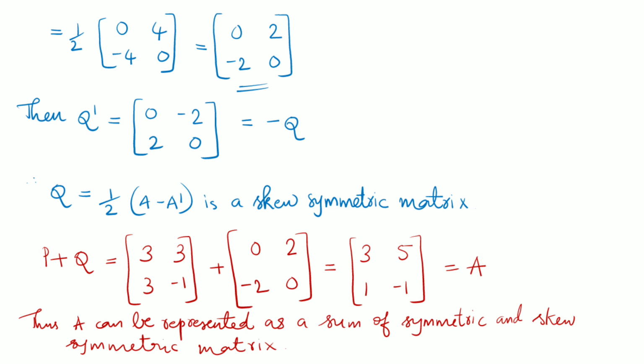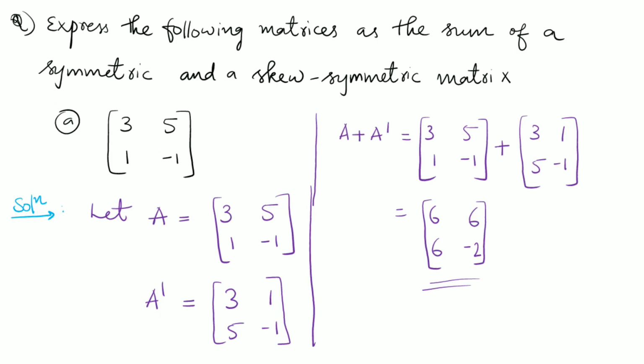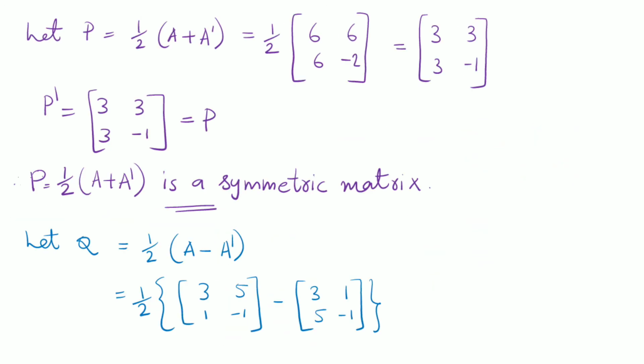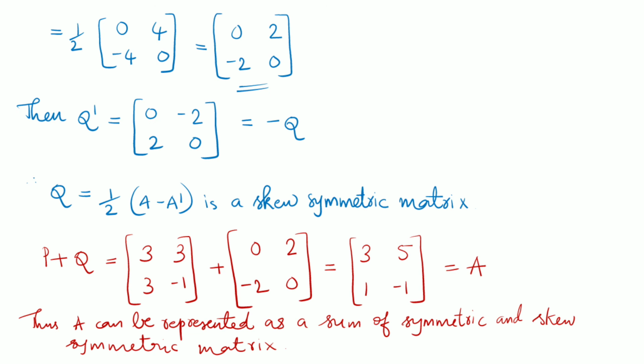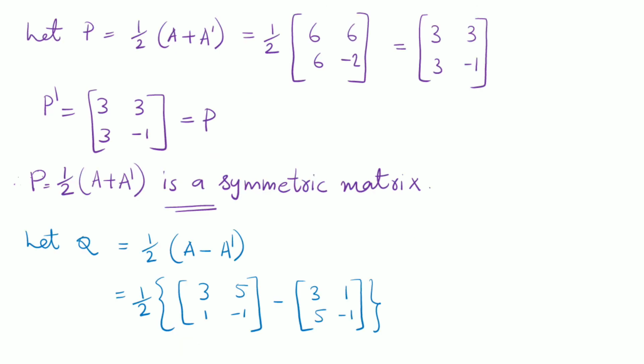Here you will be getting the answer for P plus Q, that is 3, 5, 1 and minus 1. And this you have to check with your question. See here, 3, 5, 1, minus 1. So you can be sure about the answer. So here you got the correct answer following these three steps. That is, you got the answer as A itself. Then you can write, thus A can be represented as sum of symmetric and skew symmetric matrix. So this is how you have to solve the question of sum of symmetric and skew symmetric matrix.